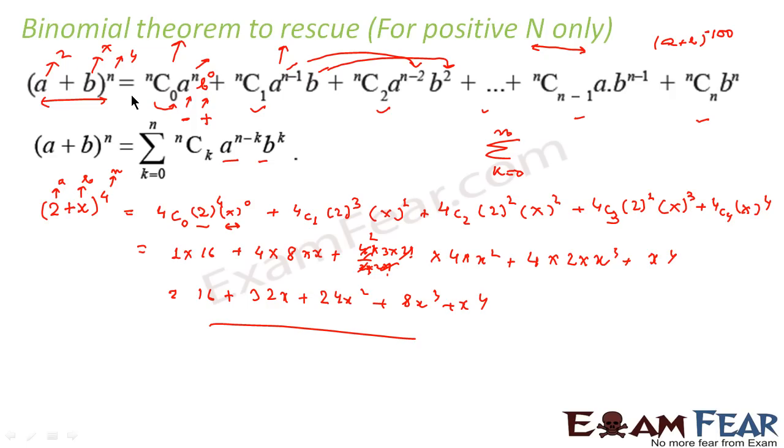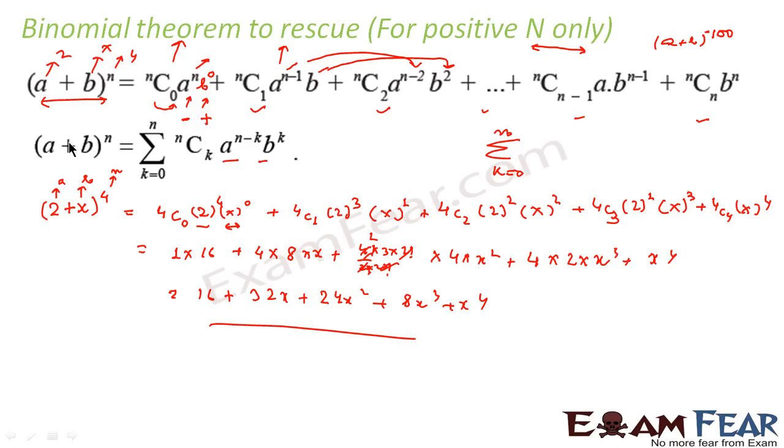It's very simple. You just need to understand the pattern. There's a pattern here. It starts with NC0, it goes to NCN. Every time you increase NC0, NC1, NC2, you increase the lower part of C by 1. And as far as the A and B powers are concerned, you decrease the power of A by 1 and you increase the power of B by 1 every time. So you get this formula.